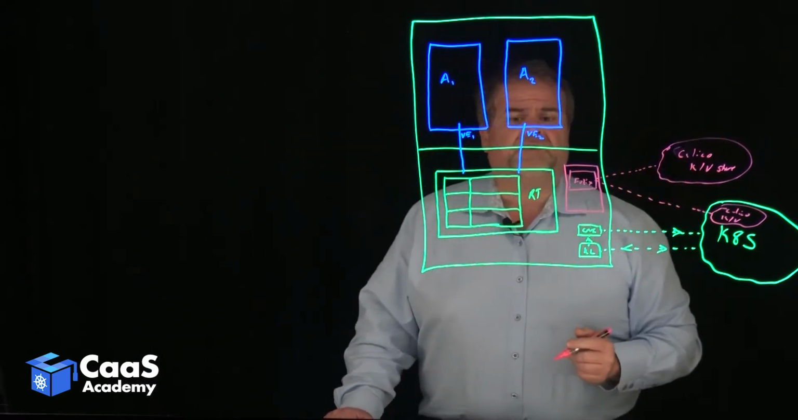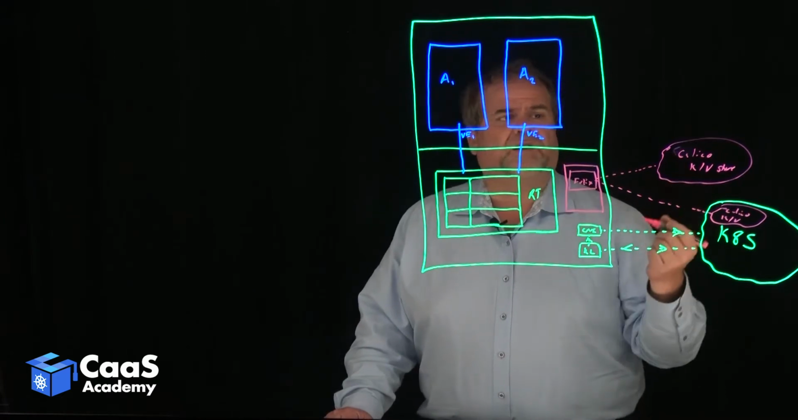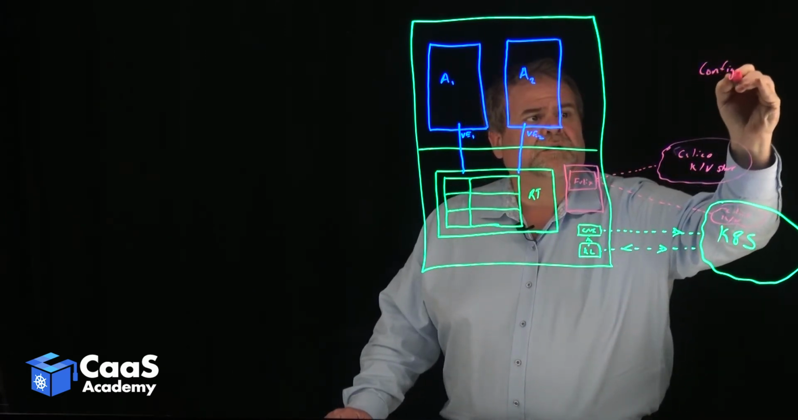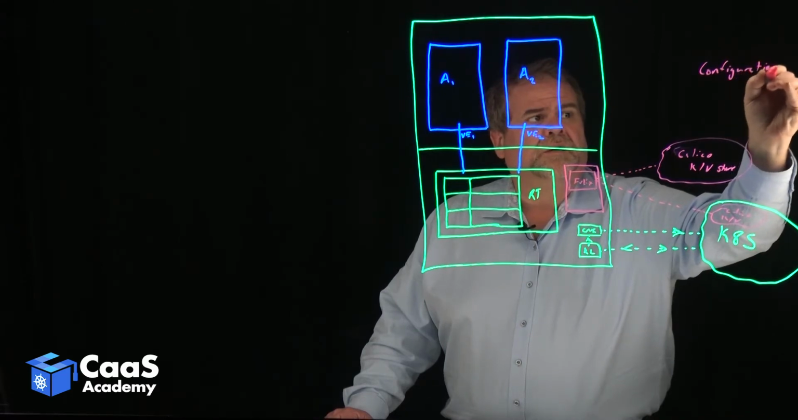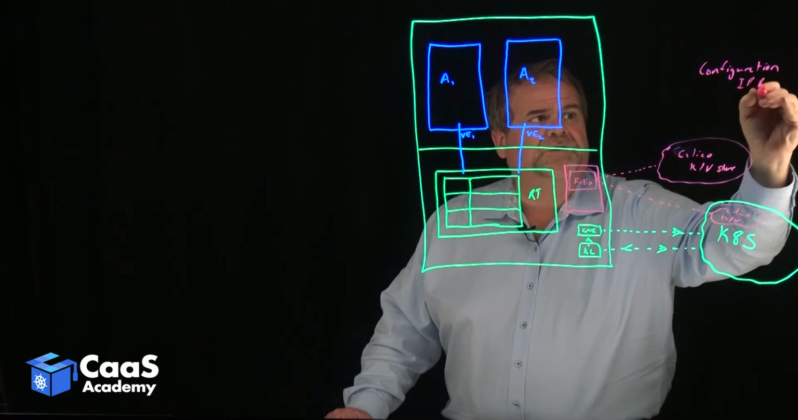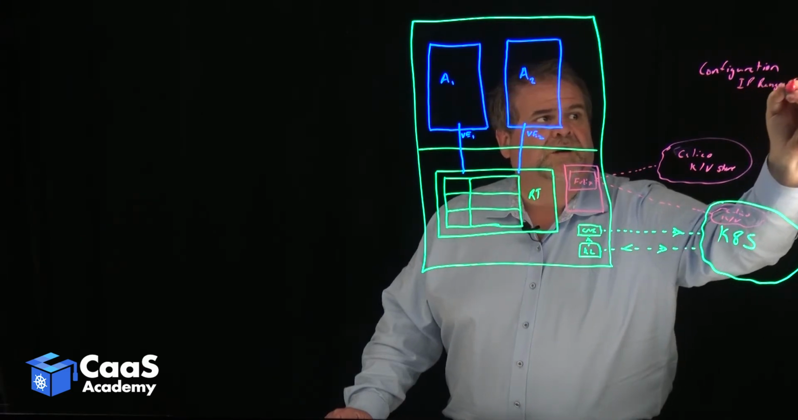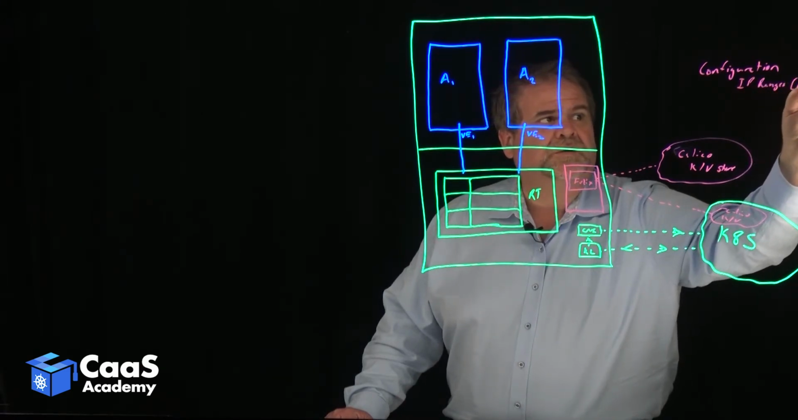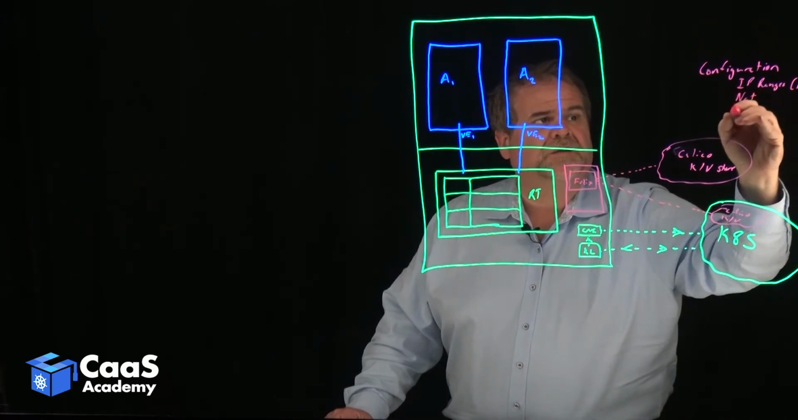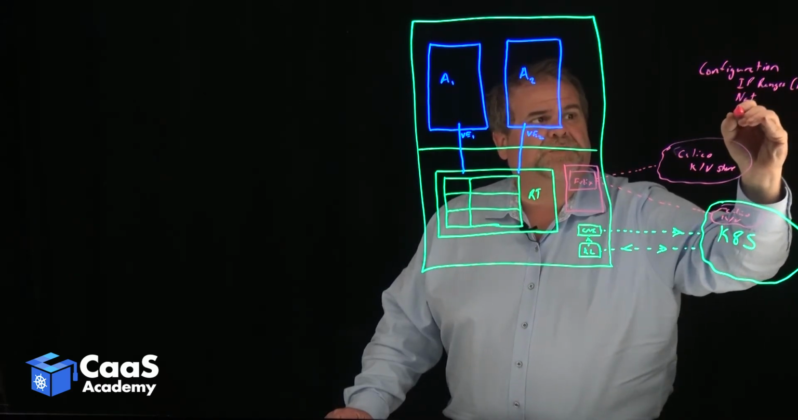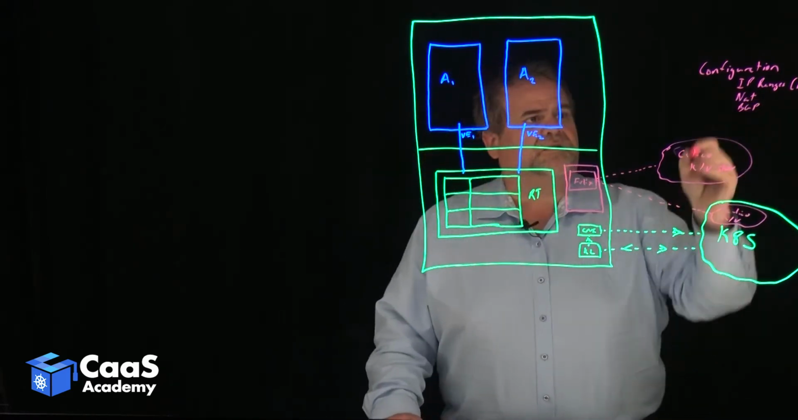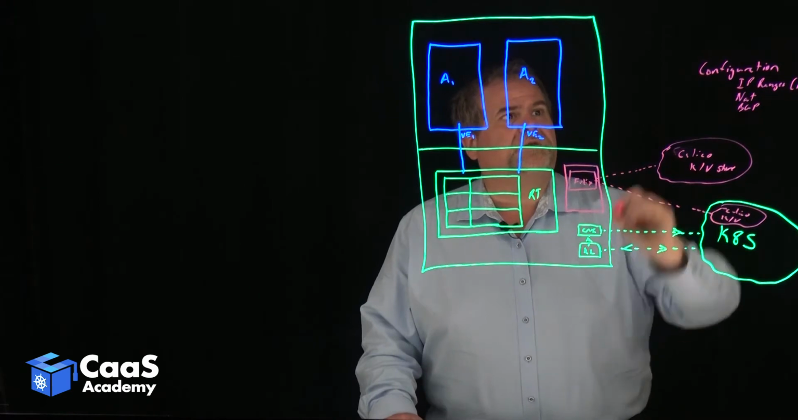In these key value stores, there's three things that are stored here. One is configuration. And this is things like IP address ranges to use. We call those pools. NAT settings, BGP settings, which we'll talk about in a little bit, etc. So configuration is one thing that's stored.